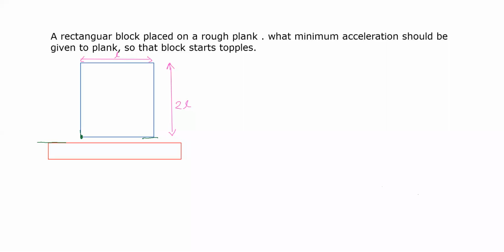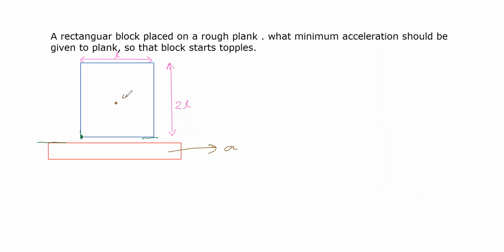We are going to solve a problem in rotational motion. A rectangular block is placed on a rough plank. What minimum acceleration should be given to the plank so that the block starts to topple? So here, this is the plank we assume. For this, we have to give a certain acceleration so that it topples, like that the question is asked.